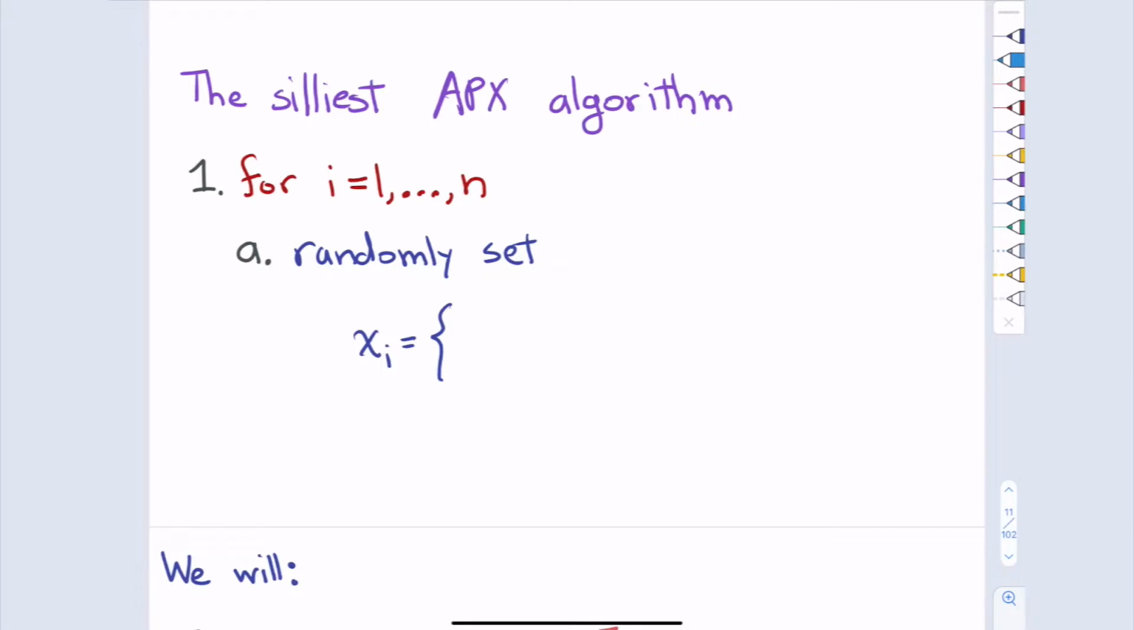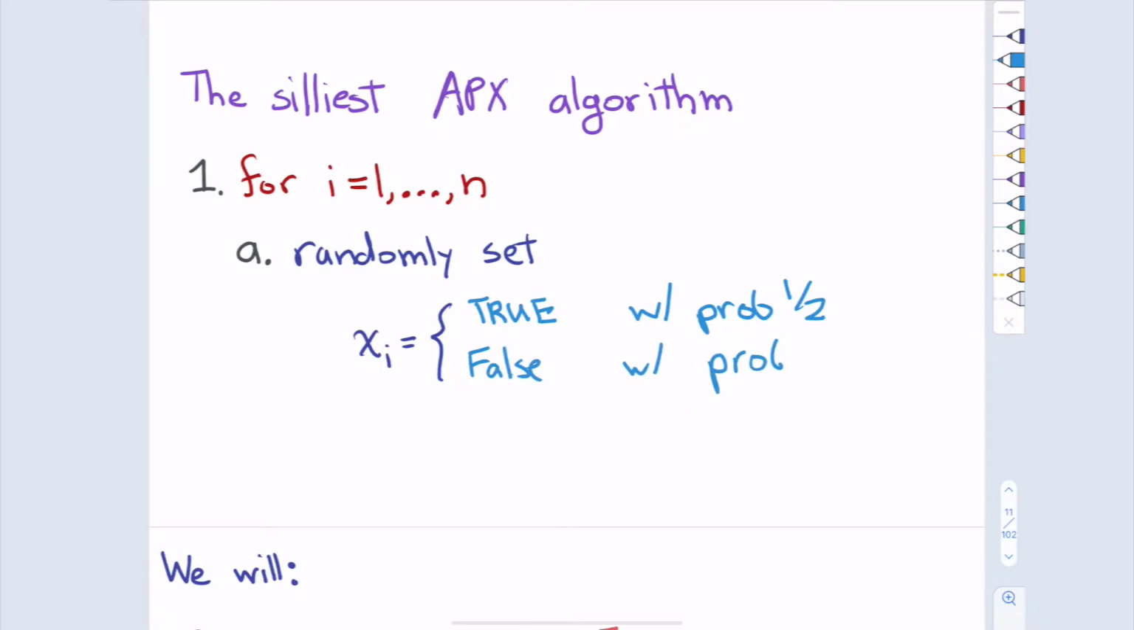Okay, it's quite silly. For every variable xi, I'm going to flip a coin. Okay, I'll set it to be true with probability 1/2. Okay, and I'll set it to be false with probability 1/2, right? So this is an algorithm. It's not a very sophisticated algorithm. It takes n coin tosses. I guess it's a very fast algorithm. That's great. It's an algorithm with this nonsense. And it doesn't even look at the formula, right? It really has almost nothing to do with the input beyond maybe understanding how many variables there are.